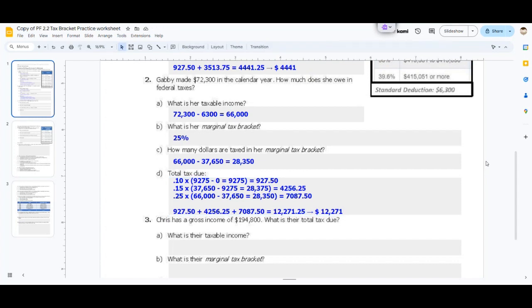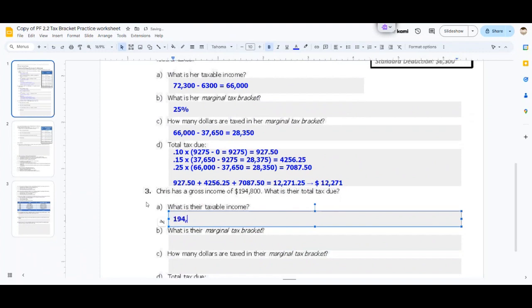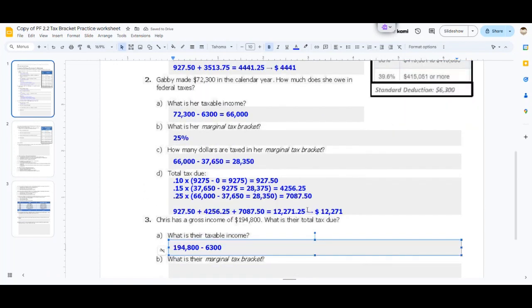All right, looking at number 3, Chris has a gross income of 194,800. What is their total tax due? So first, their taxable income: 194,800 minus the standard deduction, given this year, was 6,300. So we subtract that 6,300 out, we're left with 188,500. What is their marginal tax bracket?